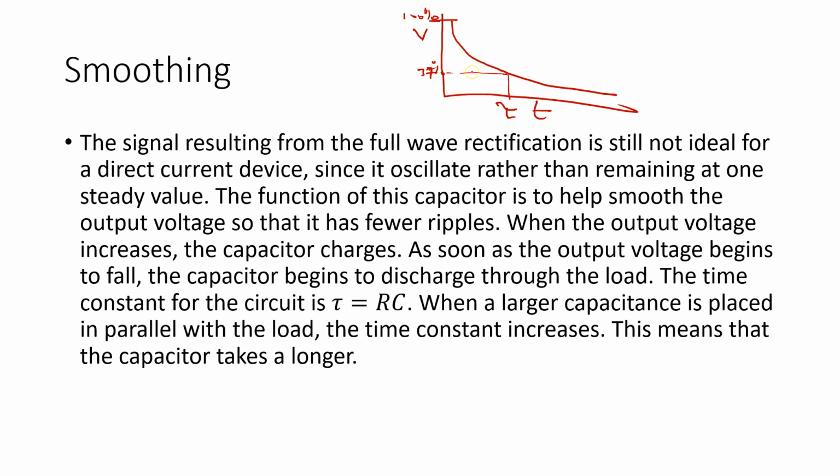But we can find the time constant if we know two things. If I know the load resistor and the capacitance of the capacitor, then I can know how long the capacitor will take to reach 37% of its initial amount. You understand? Now, this is very important.